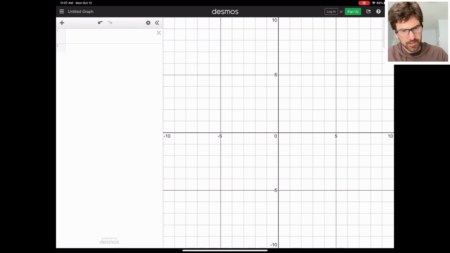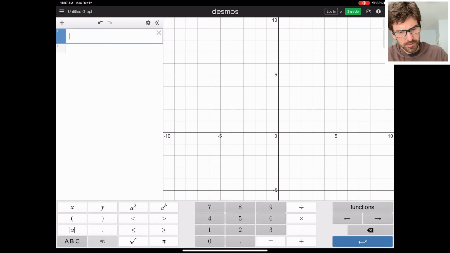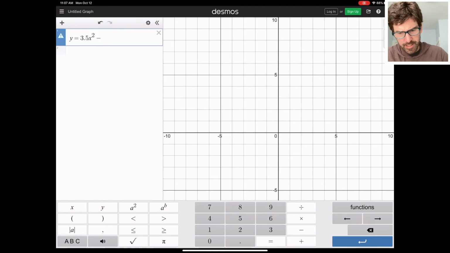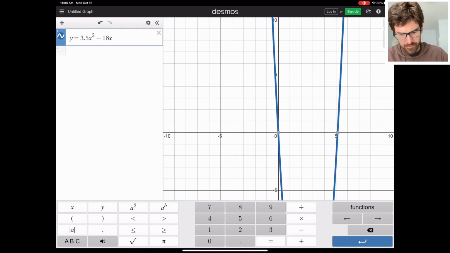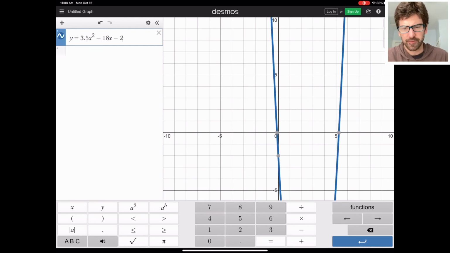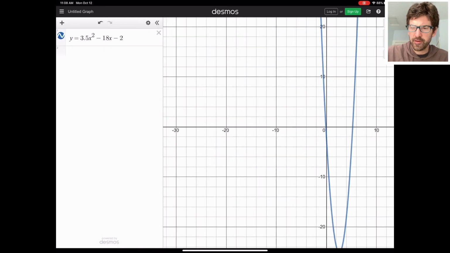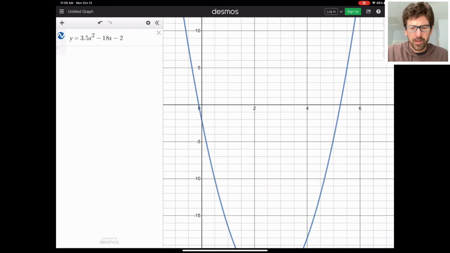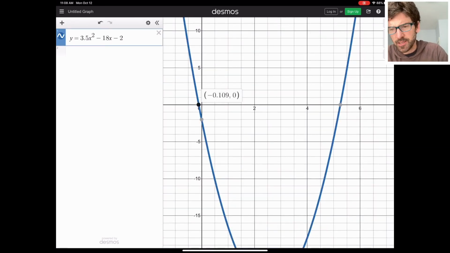Let's go ahead and go to Desmos real quick and graph this up. So we have y equals 3.5x squared minus 18x, and it was a minus 2, I believe. So we have a graph of our parabola that you can see right there. And we are looking for the x-intercepts. Those are the two x-intercepts right there.